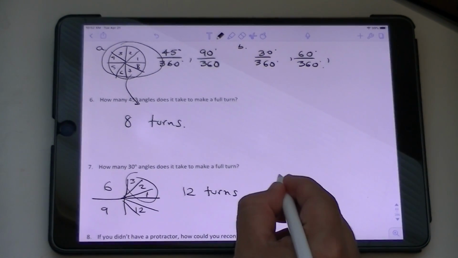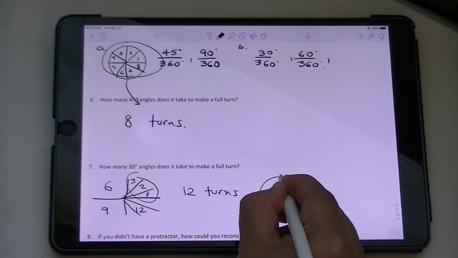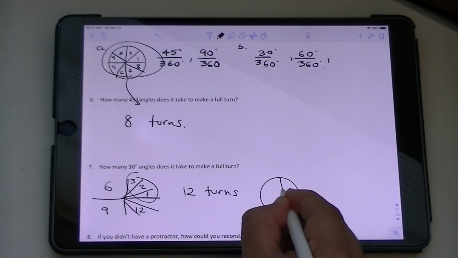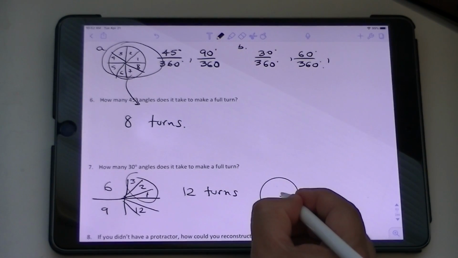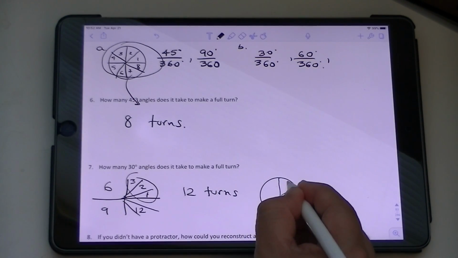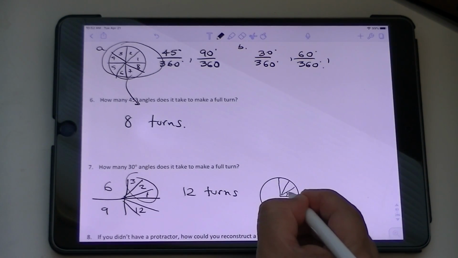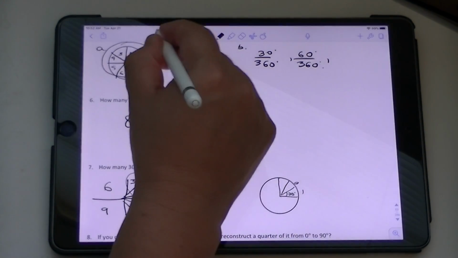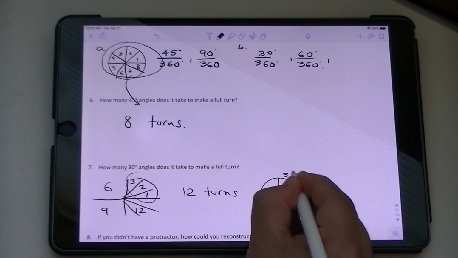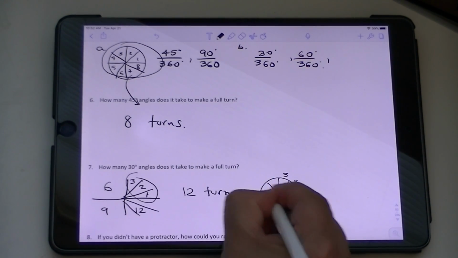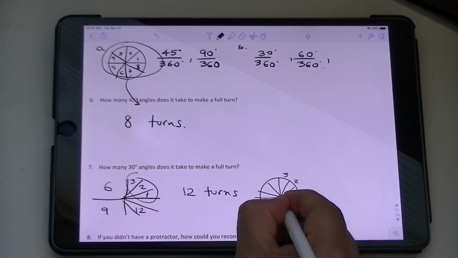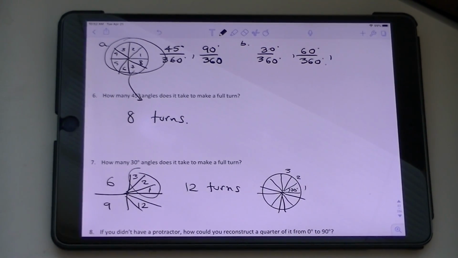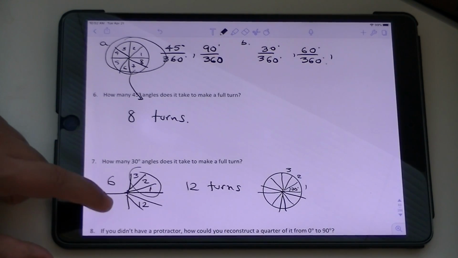If you don't understand what I'm saying, make a circle. Make sure you represent your 90-degree angle, and then you divide this in 30 degrees. Okay, so you have 1, 2, 3, and then you will have to do it again there, and again there, and again there. And if you count all of them, you should get 12 turns.